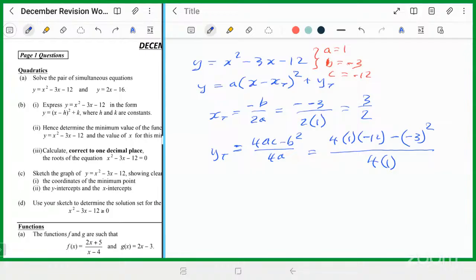Remember now, we'll square this. We're not squaring this negative. This negative stays a minus, but it's not under the square. And so the yt value, if you simplify it, becomes 4 times negative 12, that's negative 48.